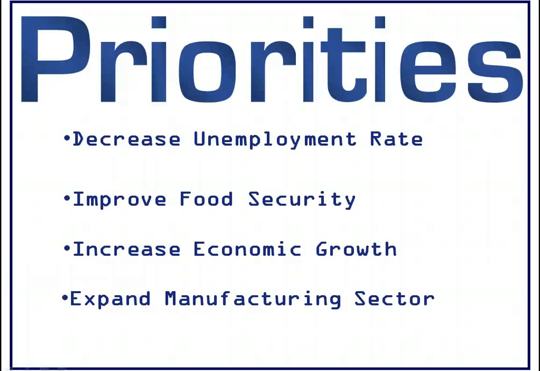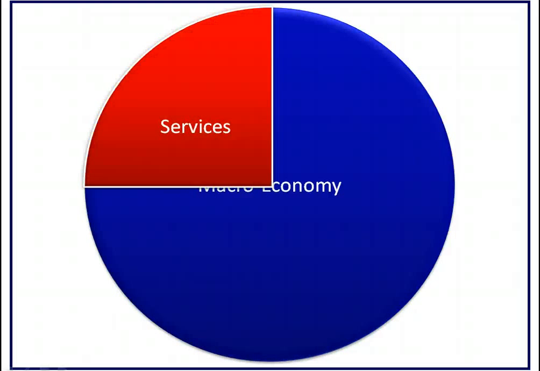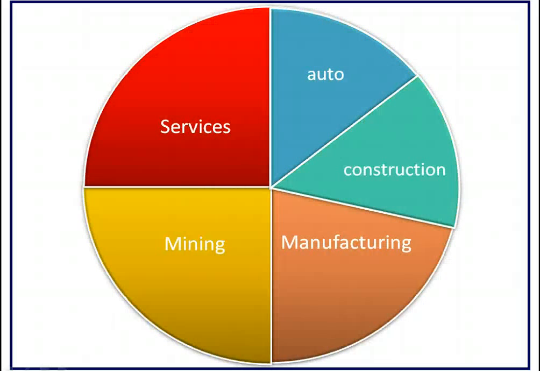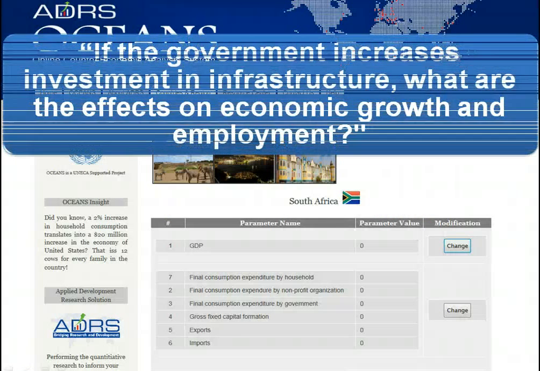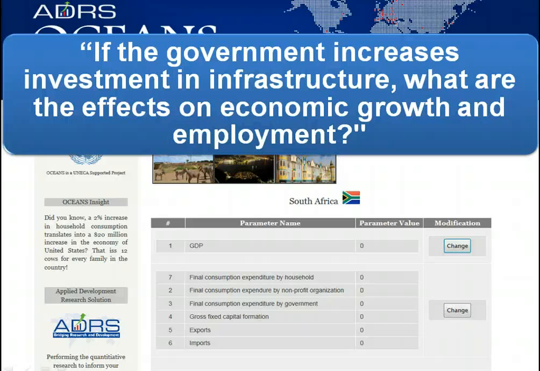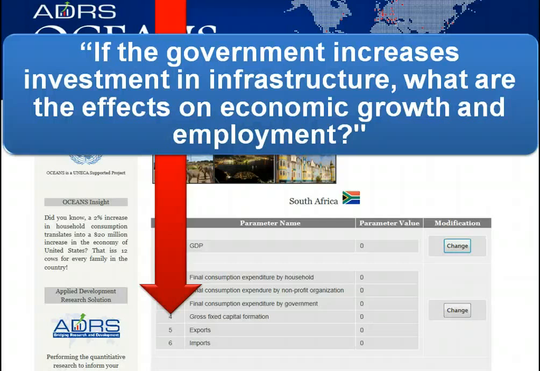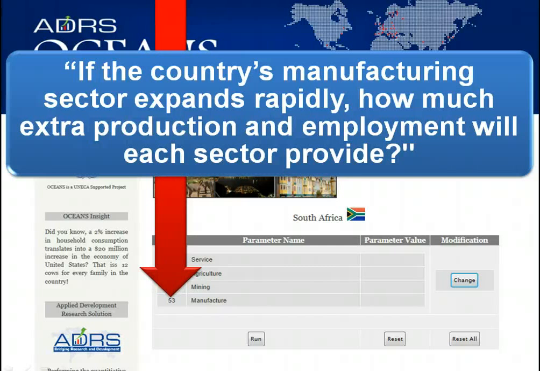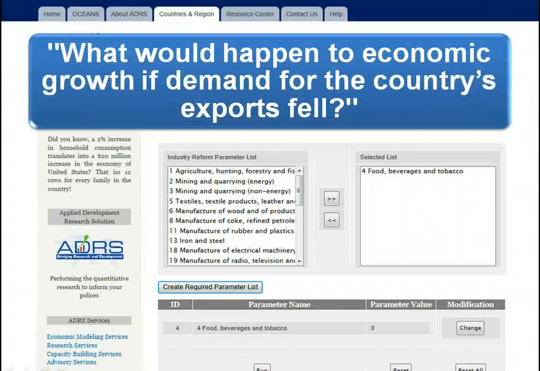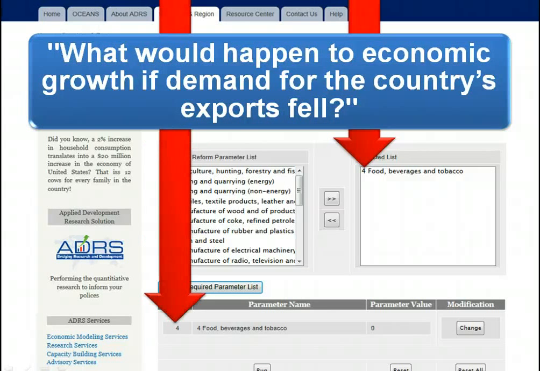Oceans gives you the capability to design macroeconomic policy, aggregate industry policy, and individual industry policy. By inputting your policy design into one or more of these options, this web-based tool simulates the policy in order to answer and quantify questions like, if the government increases investment in infrastructure, what are the effects on economic growth and employment? Or, if the country's manufacturing sector expands rapidly, how much extra production and employment will each sector provide? Or, what would happen to economic growth if the demand for the country's exports fell?